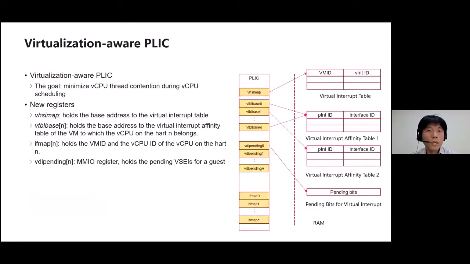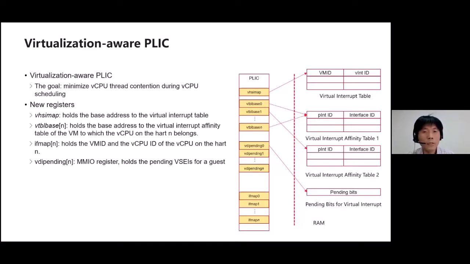We extended the PLIC to handle virtual interrupts that are not local, which are the virtual software-generated interrupts and the external interrupts. These new registers contain structures that are used for routing virtual interrupts while considering the host scheduling decisions. For example, for each hart X, we provide the corresponding IFMAP X register. The IFMAP register holds the VMID and VHartID pair that indicates the identity of a vCPU that is currently running on the physical hart X.